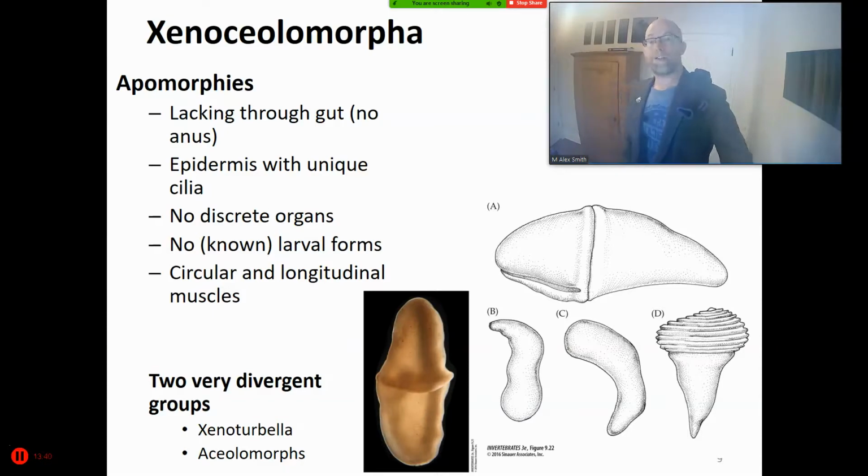So the Xenacoelomorphs, you've seen this, the box capture from Brusca, but basically they have no gut, they have unique cilia, no discrete organs, no known larval forms, circular and longitudinal muscles. Very divergent groups, the Xenoturbella and the acoels. And most of the lecture we're going to talk about Xenoturbella.